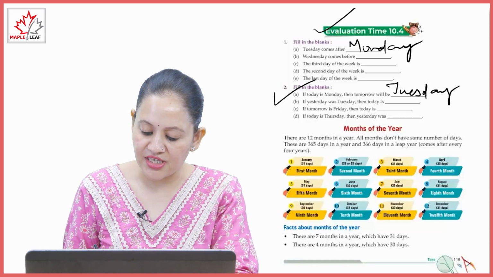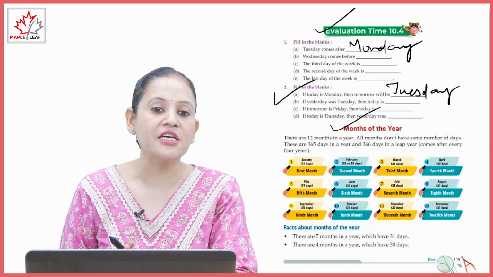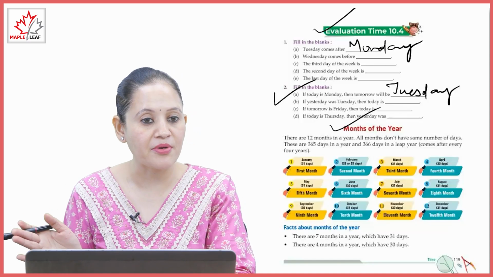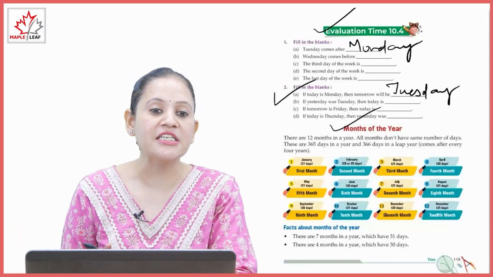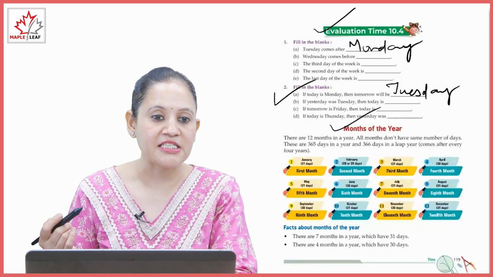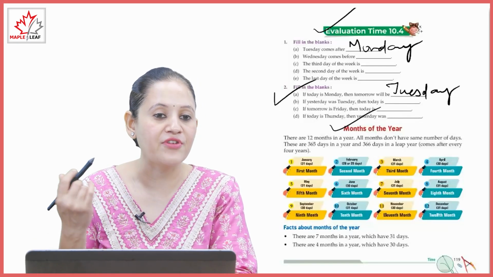Next is months of the year. There are 12 months in a year. All months don't have the same number of days. There are total 365 days in a year. And in leap year, there are 366 days. That comes after every 4 years.